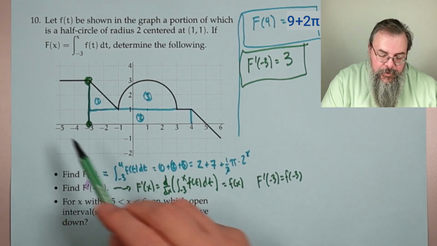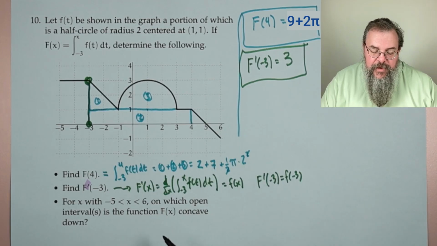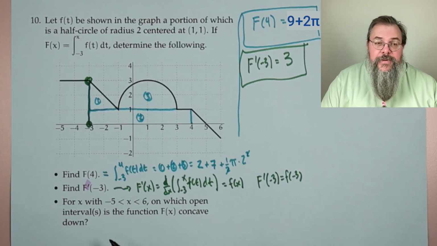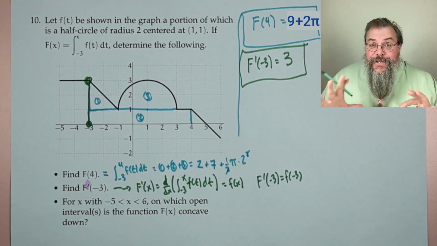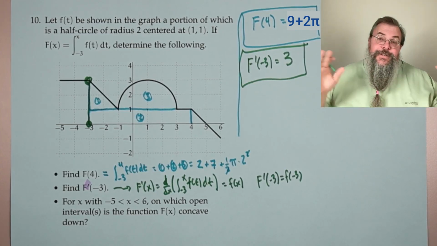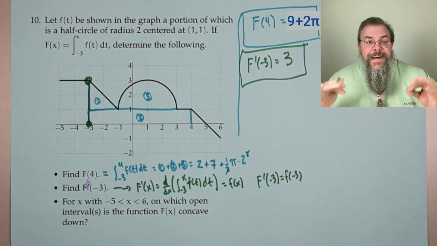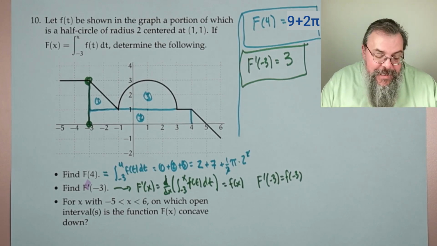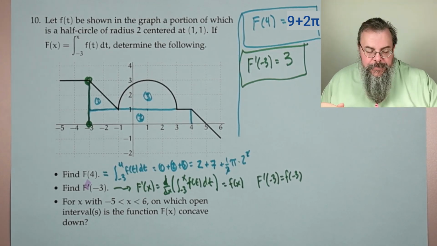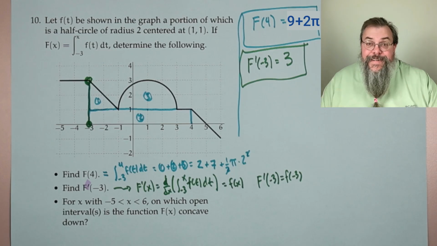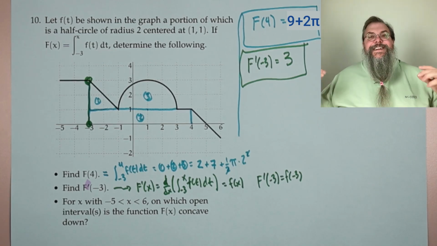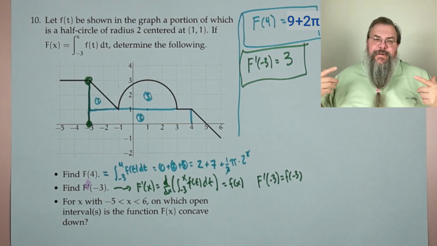So for x between -5 and 6, on which open intervals, and the reason they put the phrase open intervals is, of course, there's always controversy. Should it be open? Should it be closed? It's contentious, but that's okay. They said open, so we'll go with it. Is the function f of x concave down? All right. So we have to start thinking about this.